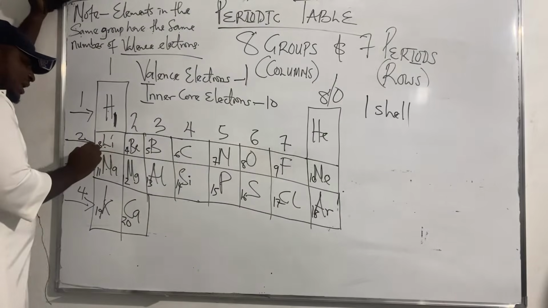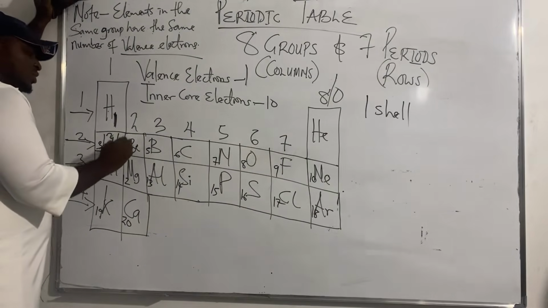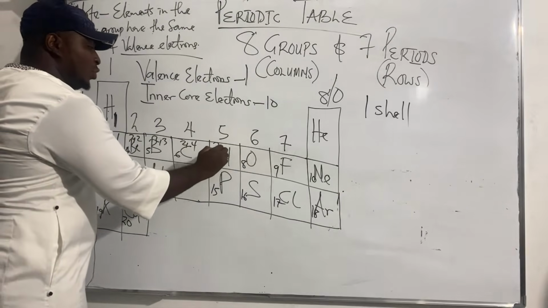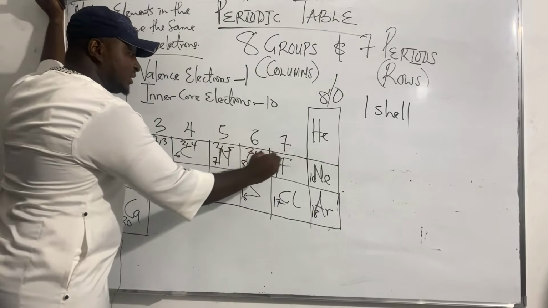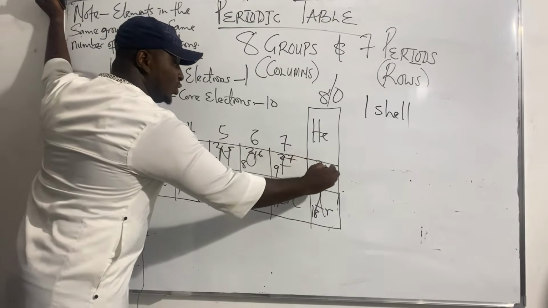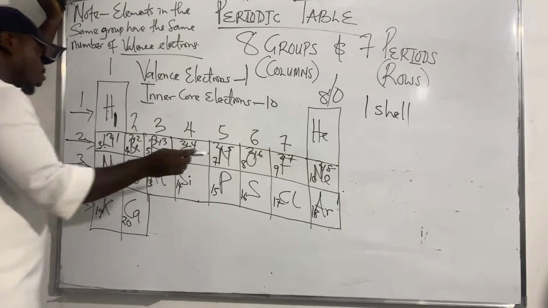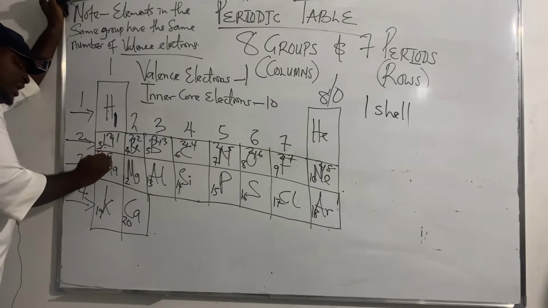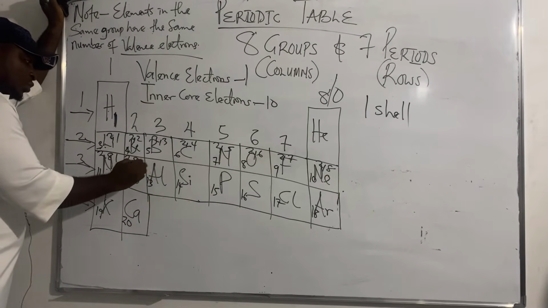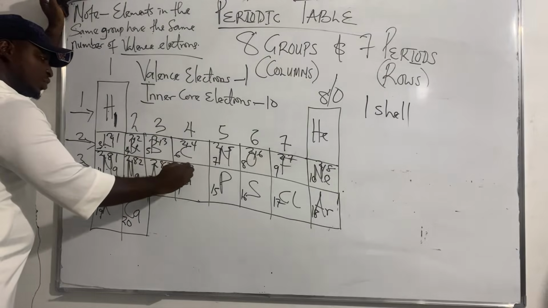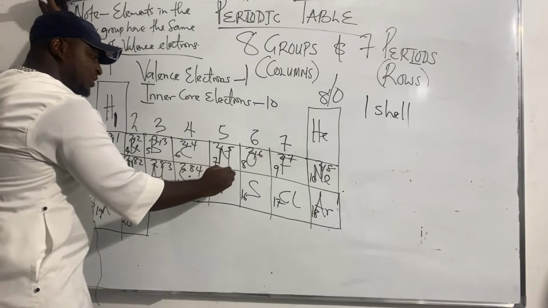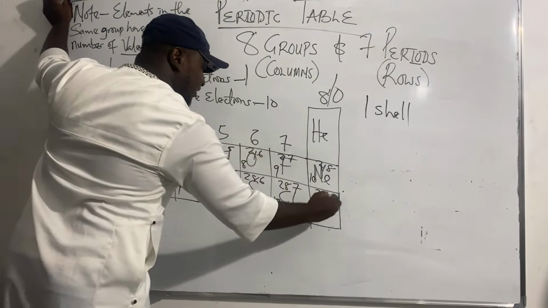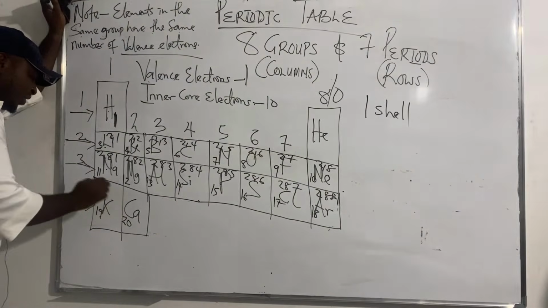We can prove it. Lithium is 3, which is 2, 1. This is 2, 2; 2, 3; 2, 4; 2, 5; 2, 6; 2, 7; 2, 8. But two shells. Everybody has two shells. Now look at period 3. Everybody in period 3 has 3 shells. 2, 8, 1. 2, 8, 2. 2, 8, 3. 2, 8, 4. 2, 8, 5. 2, 8, 6. 2, 8, 7. 2, 8, 8. 3 shells. Everybody in period 4 has 4 shells.